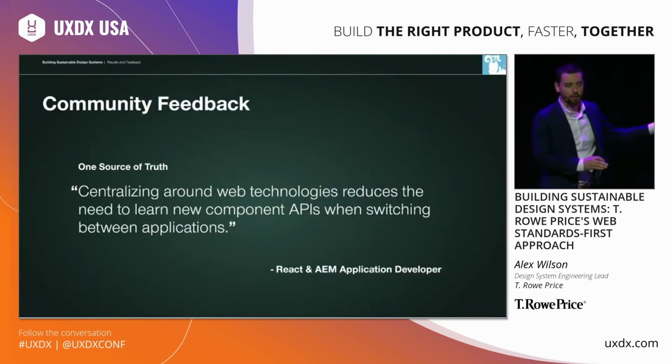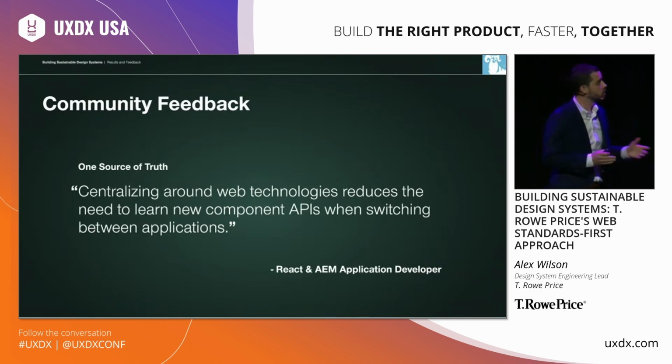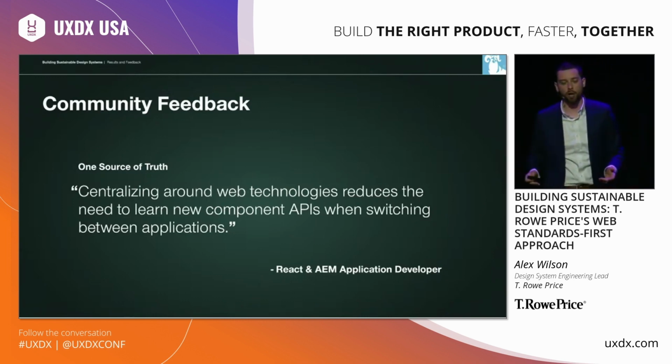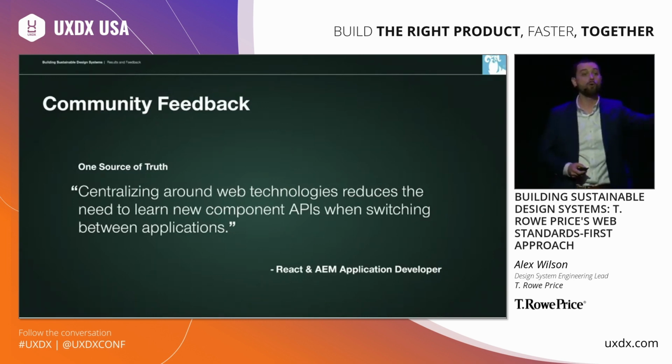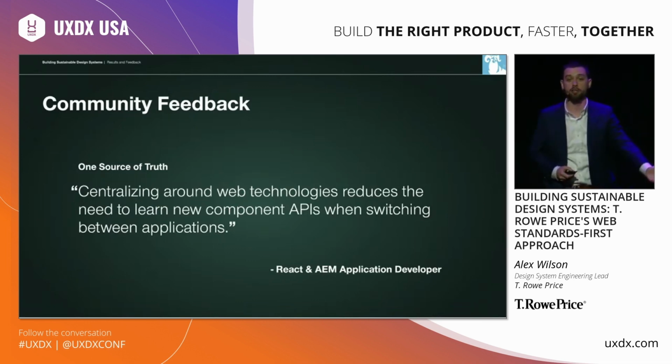And if those numbers aren't enough, I wanted to go over a few pieces of feedback. The first one is about one source of truth. This was a React and AEM application developer, and they said, centralizing around web technologies reduces the need to learn new component APIs when switching between applications. If you're doing all this context switching anyway, why do we need to introduce a whole other layer of context switching, which is to understand a brand new API when they're going back and forth? This enabled them to work a lot faster, and it's a lot cleaner for them because they know where to fix the bugs.